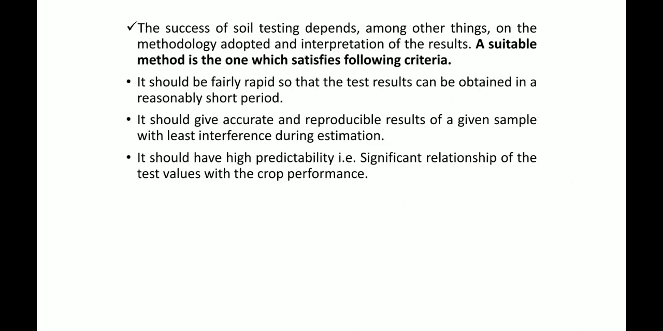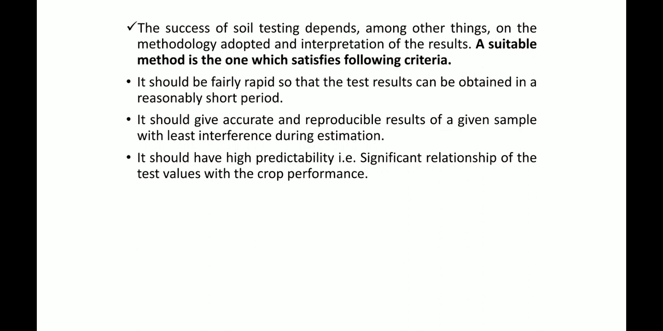And then the success of soil testing depends on the methodologies adopted and the interpretation of the results. A suitable method is one which satisfies the following criteria: it should be fairly rapid so that the soil test results can be obtained in a reasonably short period, and it should give accurate and reproducible results for the given sample with the least interference during the estimation. And it should have high predictability, that is, a significant relationship between the soil test values and the crop performance.